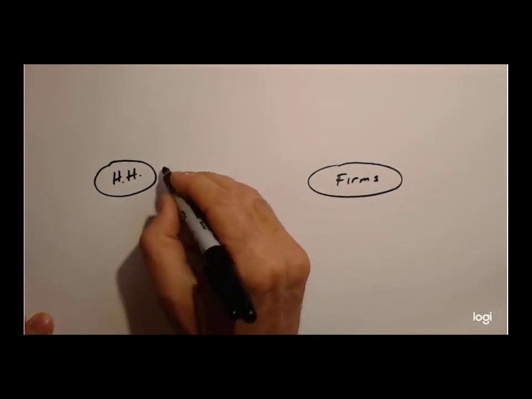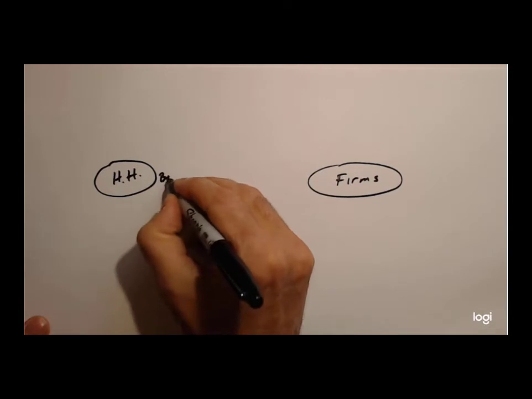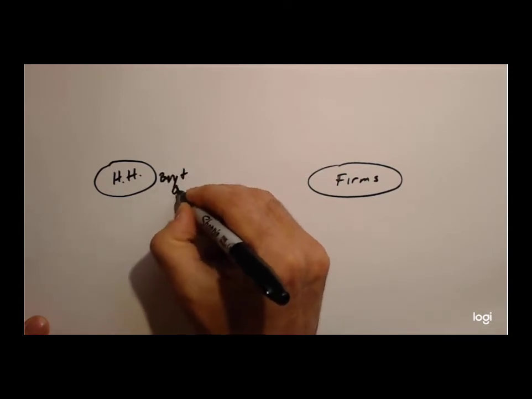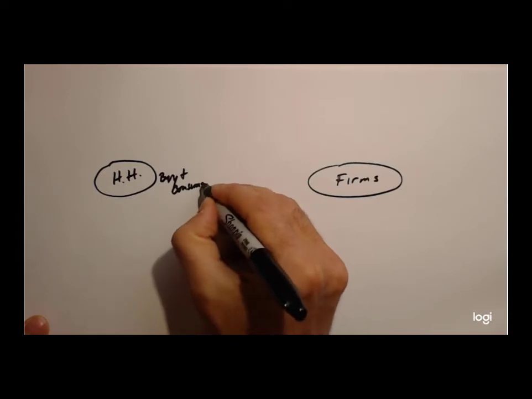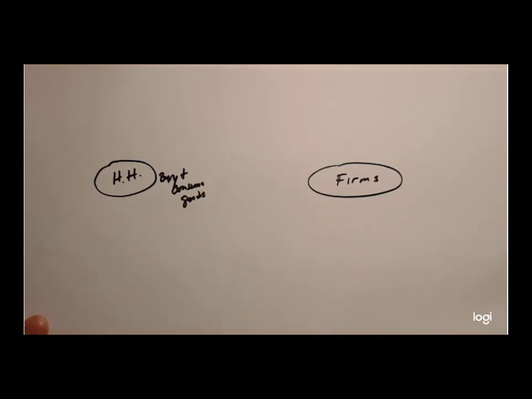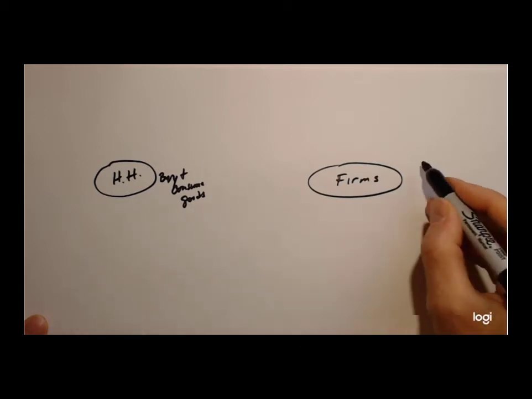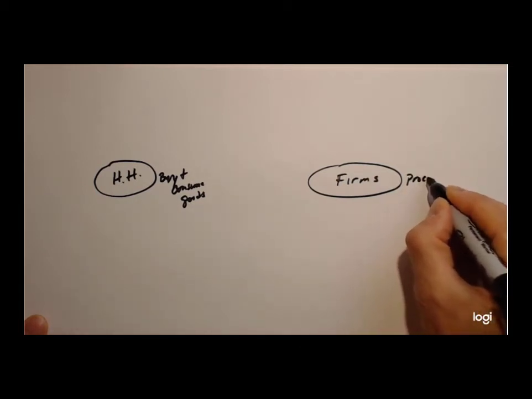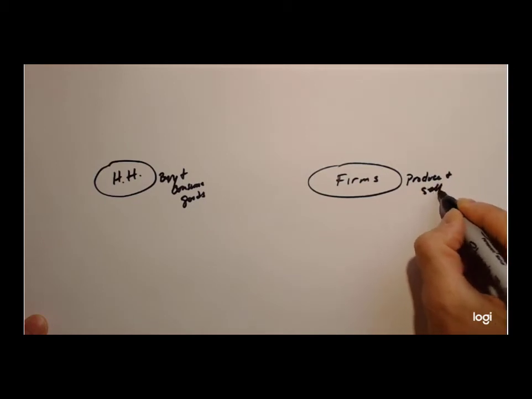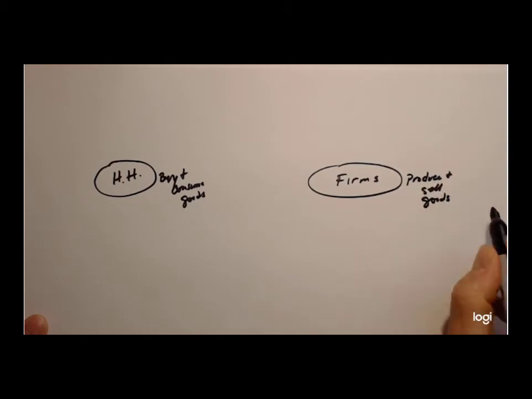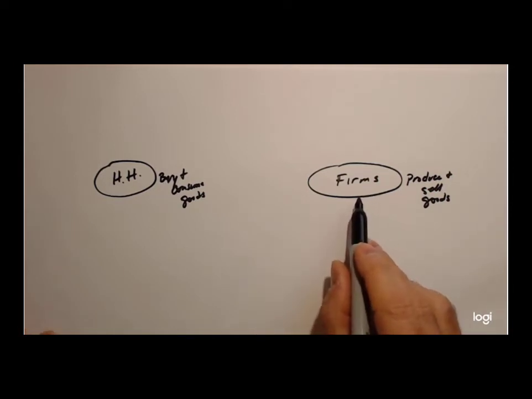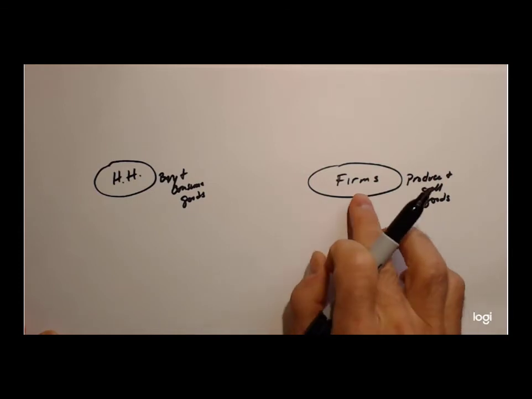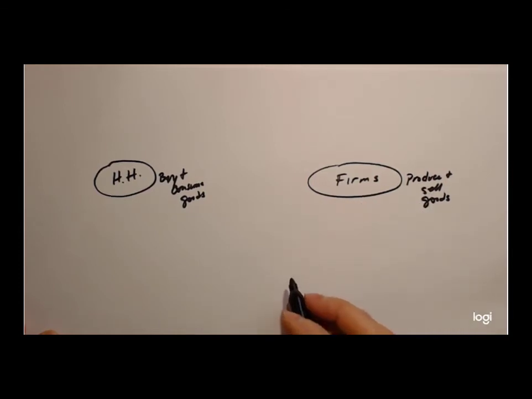And households are going to buy and consume goods. It's technically goods and services. I'll just say goods to keep it simple. So households will buy goods and services, and firms will produce and sell goods and services. Okay, but now let's see here. Firms, they're going to need inputs in order to do that. So where do the inputs come from for the firms to make their production?